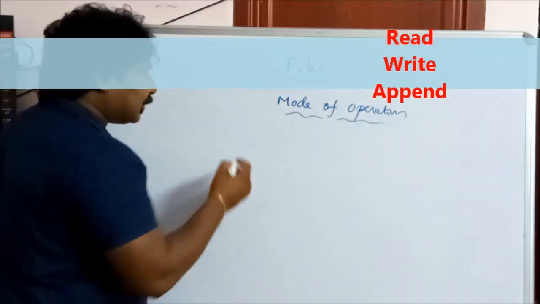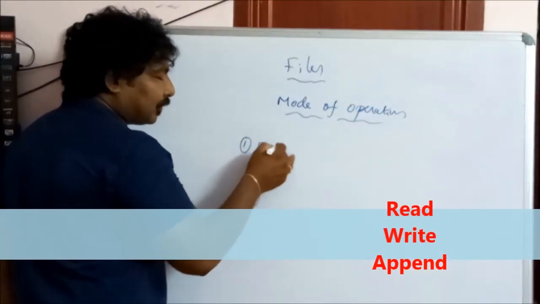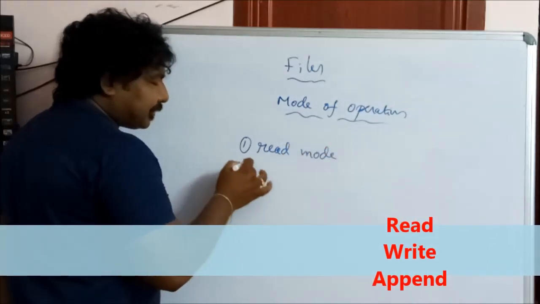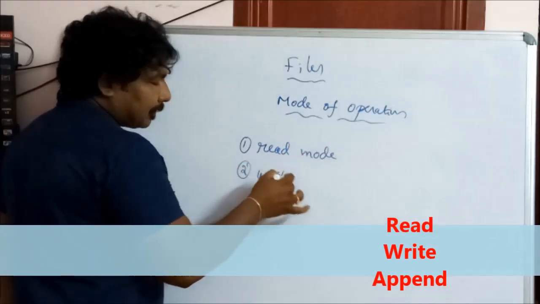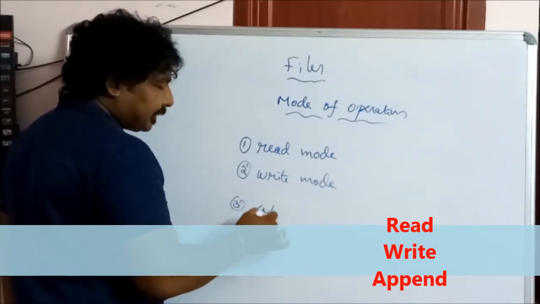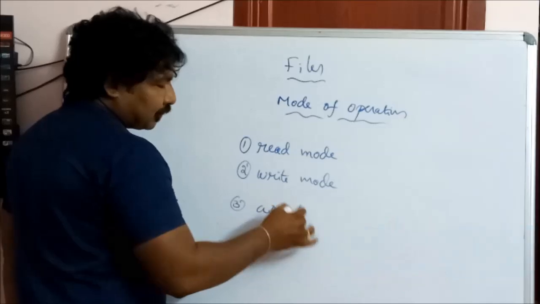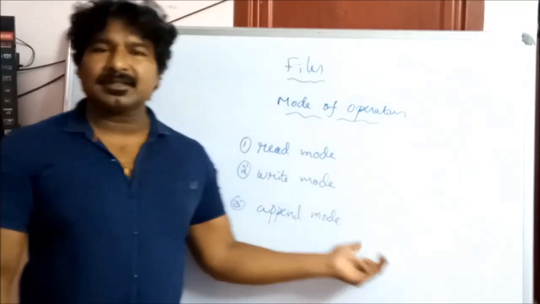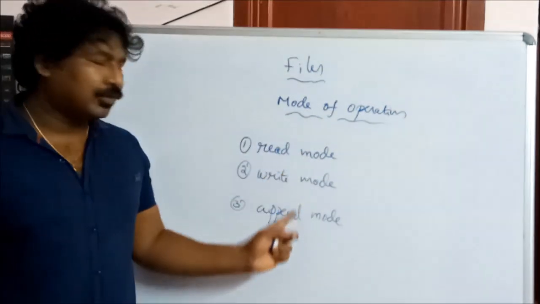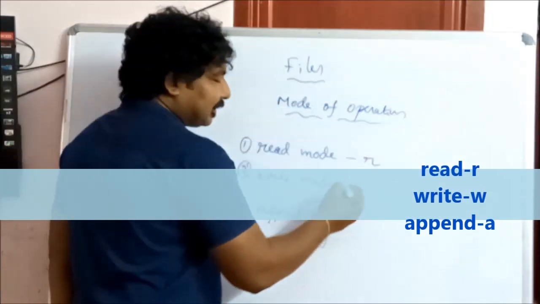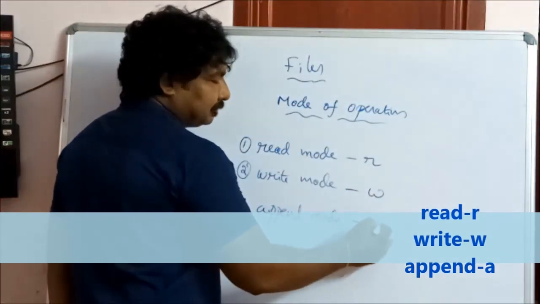As I already told you, there is a read mode, a write mode, and an append mode. So C files work in three different modes: read mode, write mode, append mode. For simplicity, they are represented with R, W, A.